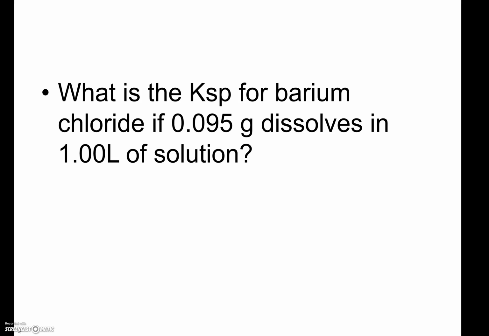So let's look at our next question. What is the KSP of barium chloride if 0.095 grams dissolves in 1 liter of solution? So this time we're going to work the problem backwards. However, we're going to do the same kinds of steps. We're going to write out the equation for the dissolving of our salt in water. We're going to write our KSP expression. And this time we're going to be able to calculate the molarities and find the KSP.